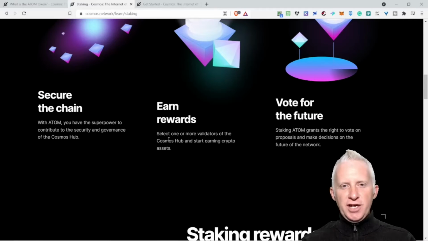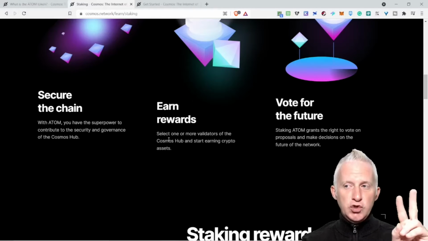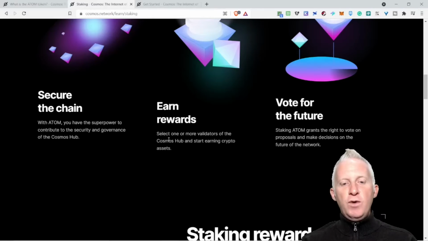You secure the chain. With Atom, you have the superpower, my friend. You feel like Superman contributing to the security and governance of the Cosmos Hub. You earn rewards as well. Select one or more validators of the Cosmos Hub and start earning crypto assets right away in your wallet.